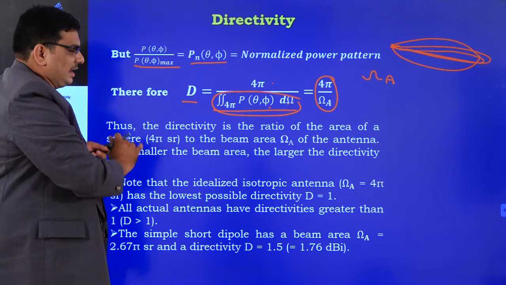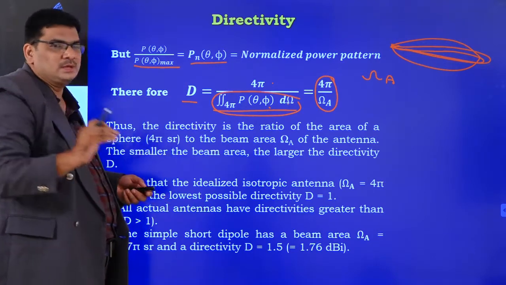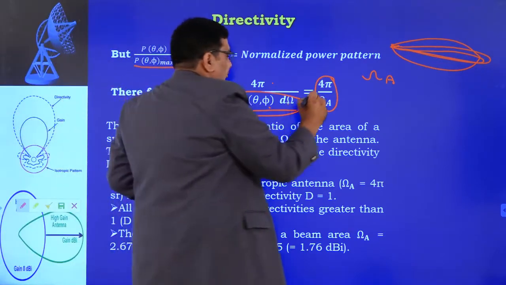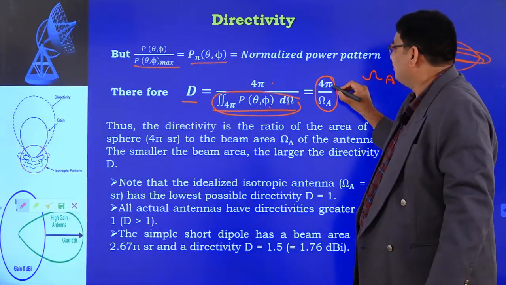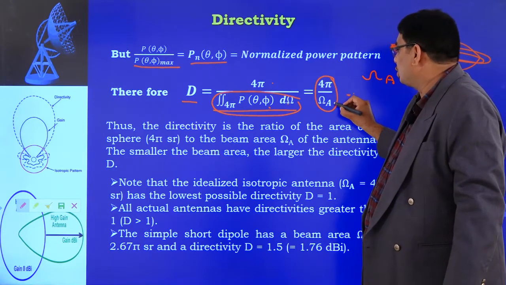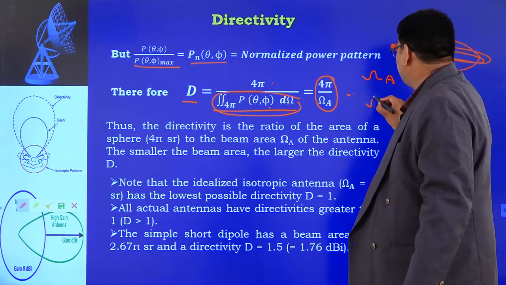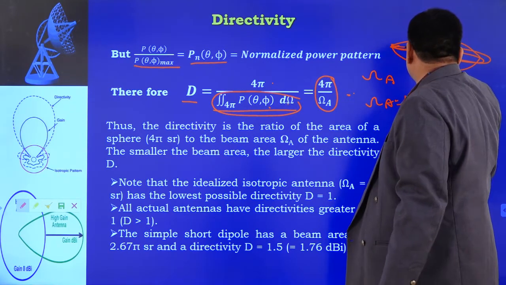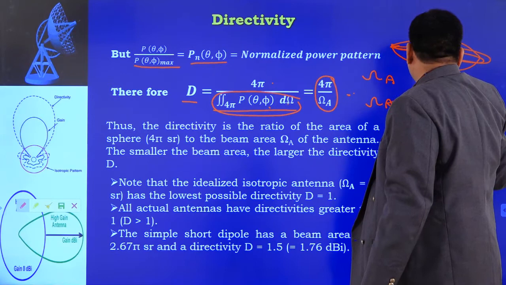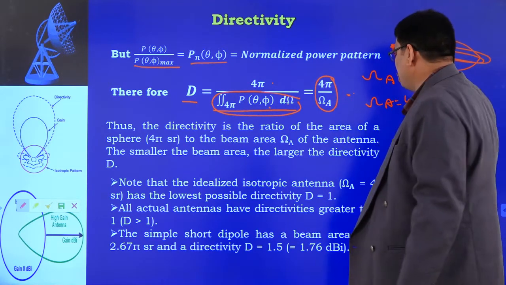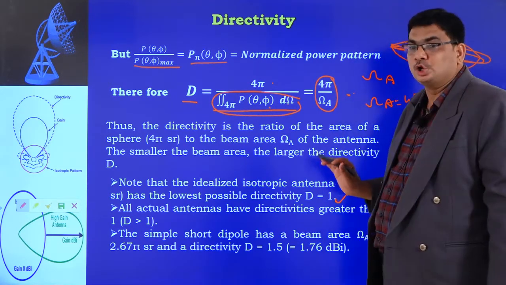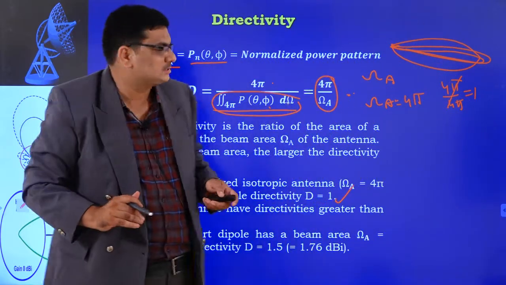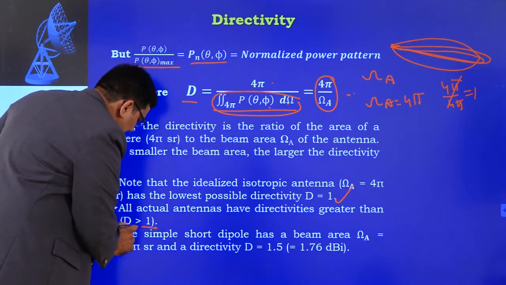Suppose for an ideal isotropic antenna, your directivity is equal to 1. From the formula of directivity, we are saying that D is equal to 4 pi by omega A. We know that for an isotropic antenna, omega A is equal to 4 pi. If you substitute that value, 4 pi by 4 pi gets cancelled, so its value is equal to 1 for an ideal isotropic antenna. But for all practical antennas, this value is always greater than 1.